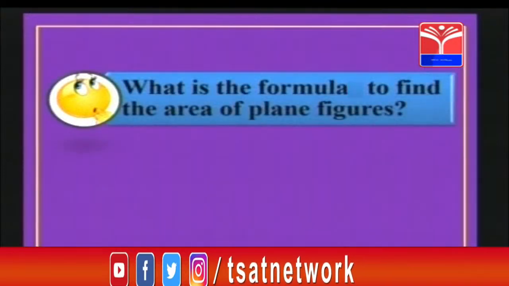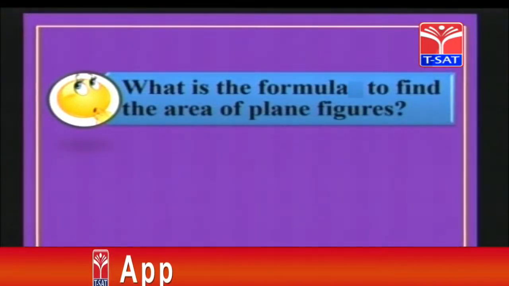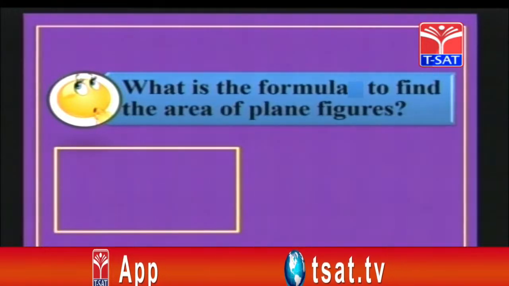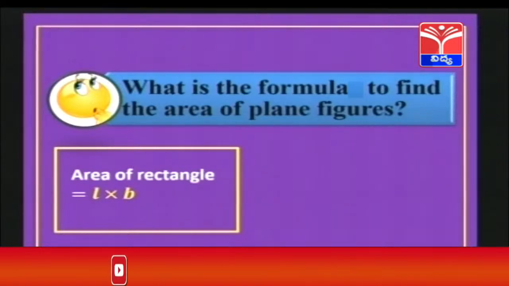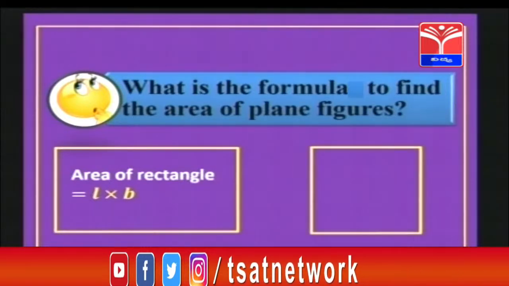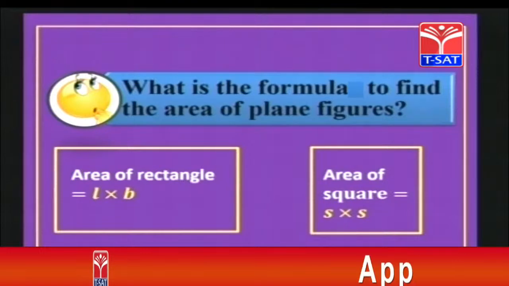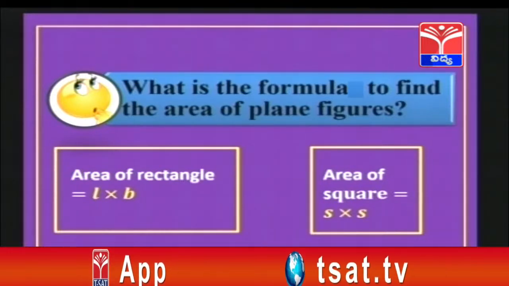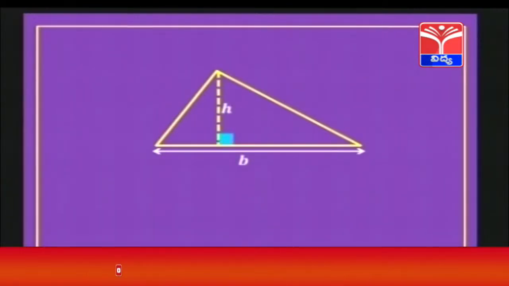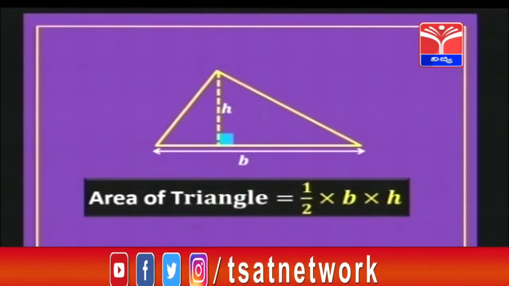Children, do you know the formula to find the area of such plane figures? Take a look at this first figure, a rectangle. Area of a rectangle is given by the product of its length and breadth, that is L into B. Whereas for a square, the area is side into side, that is S into S. Now take a look at this triangle with base B and height H. The area of this triangle is given by half into base into height.